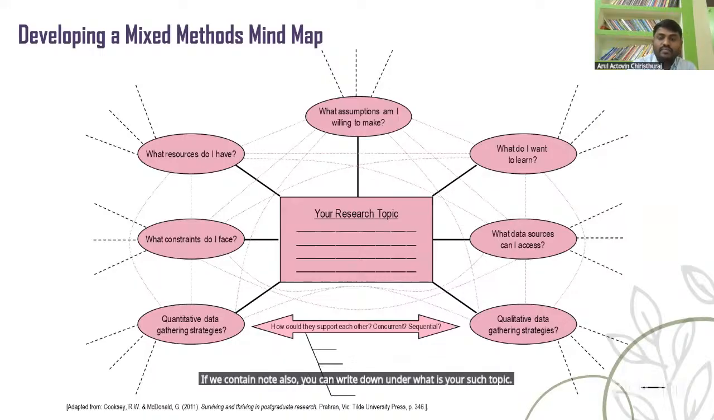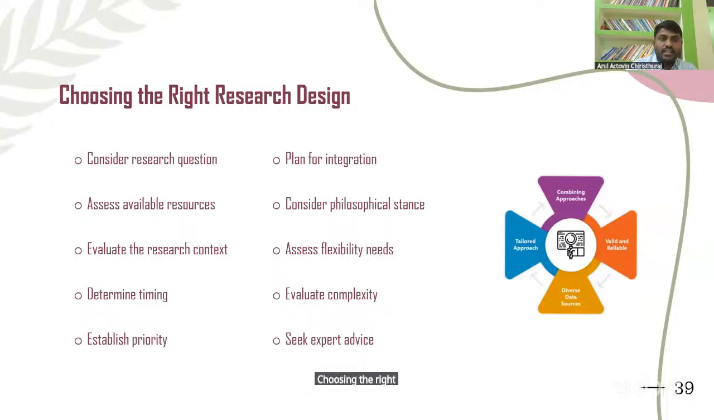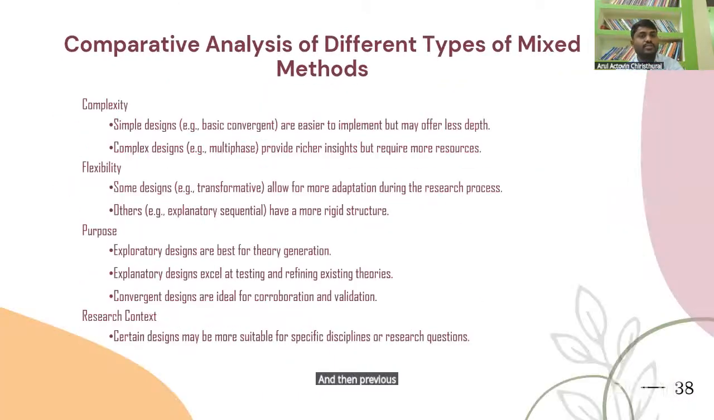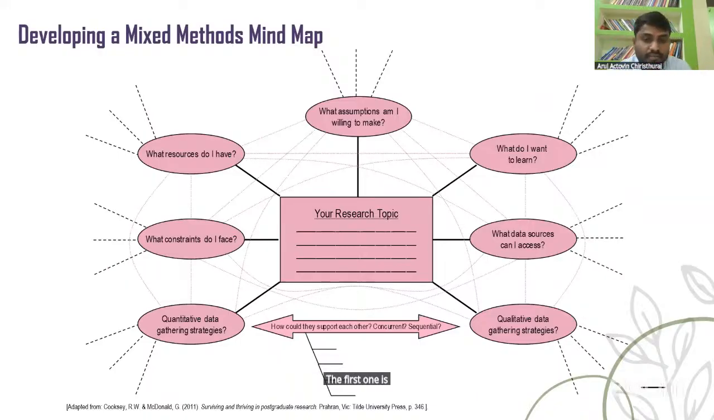The first one is developed from choosing the right design and the previous comparative analysis. Based upon this only, this is developed. The first one is your research topic. Whether it is mixed method, whether it is your scope, or you can write it, and then how much, what do I want to learn first.